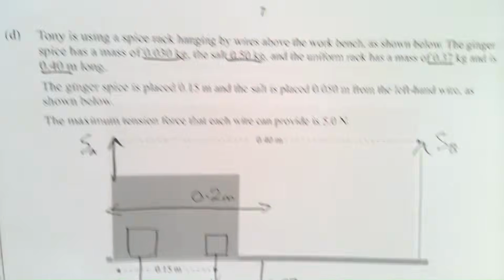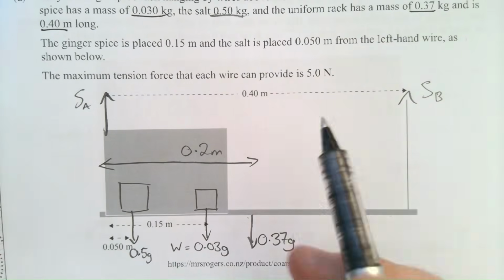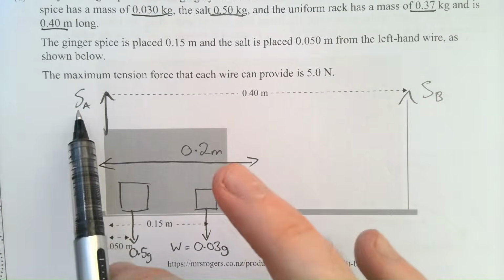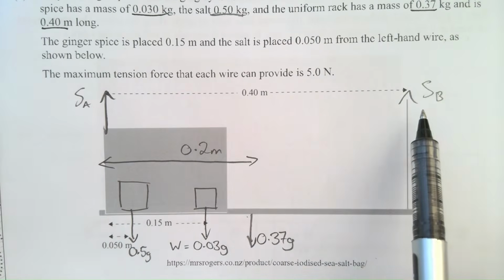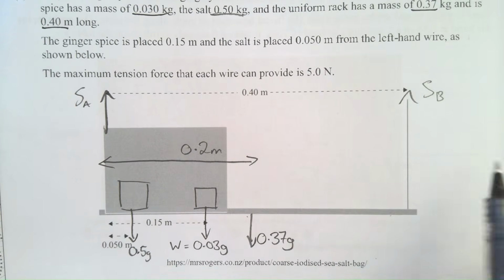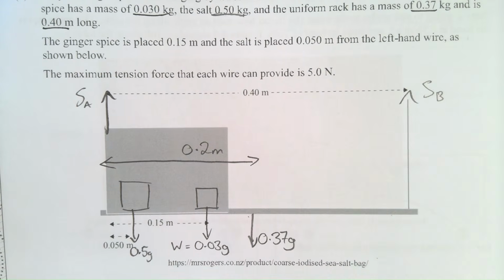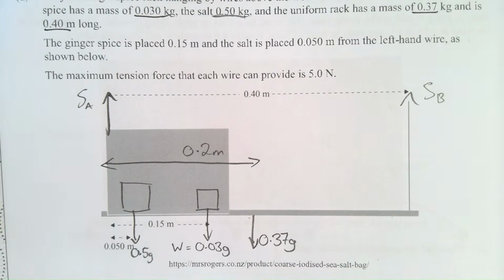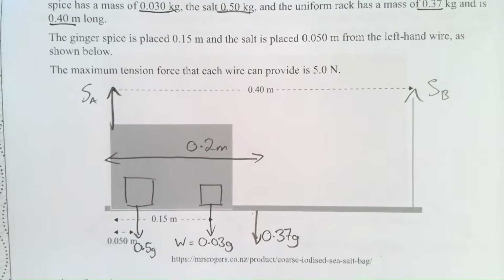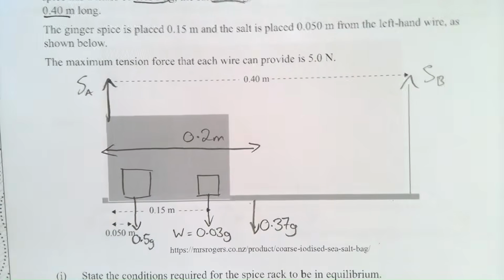Now, we were told that the maximum tension that each one can provide is 5 newtons. That doesn't mean that the tension at each one will be 5. That's the maximum. So SA or SB, whatever one we're working out, won't necessarily be 5. We're working out those two unknowns. If they're bigger than 5, then the wires will snap, and the rack will fall.